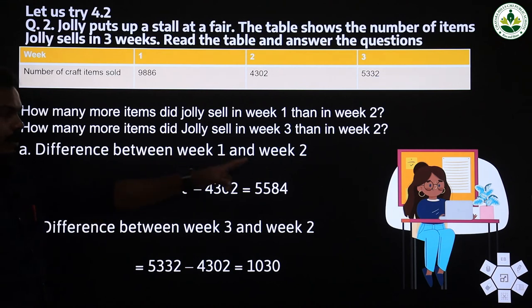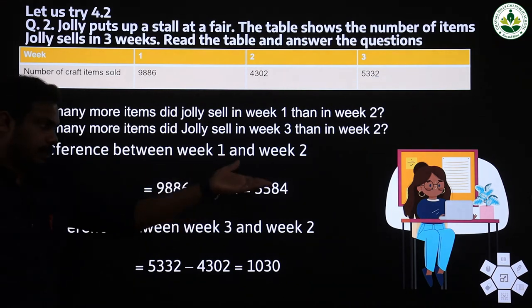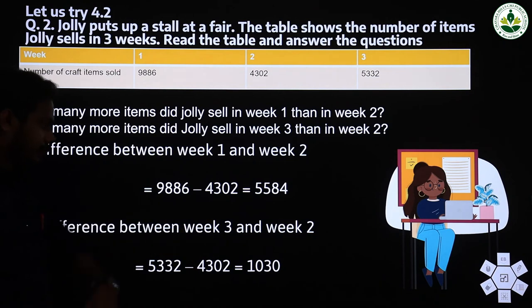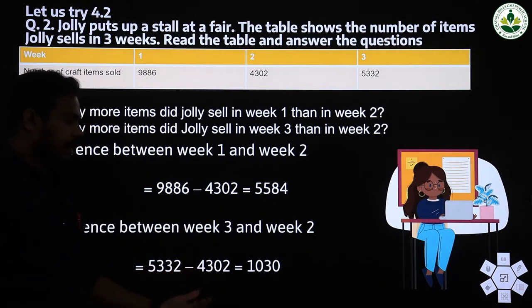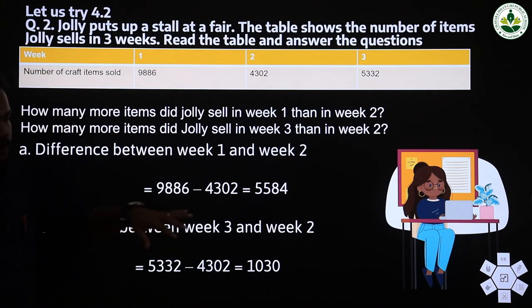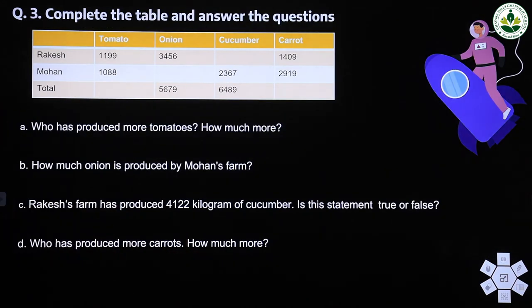Difference between week 1 and week 2, that is 9886 minus 4302, that is 5584. And the difference between week 3 and week 2, that is 5332 minus 4302, that is equal to 1030. Next question, question number 3.